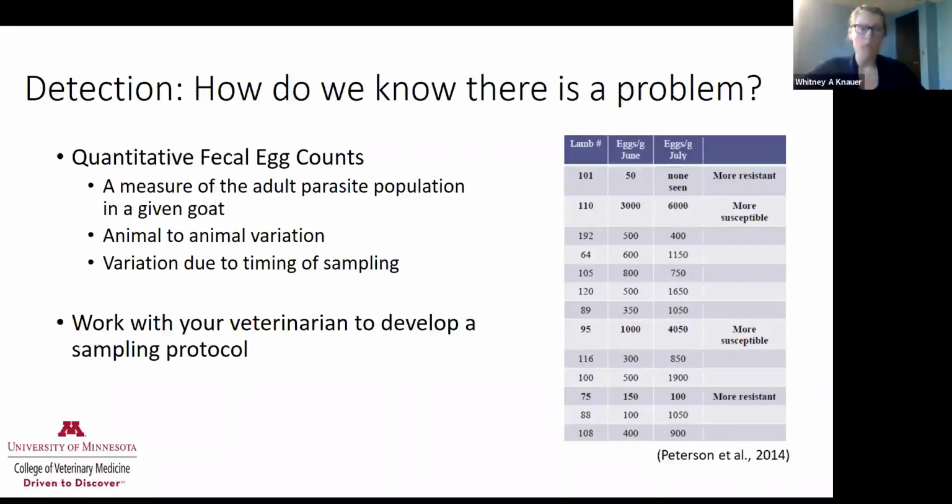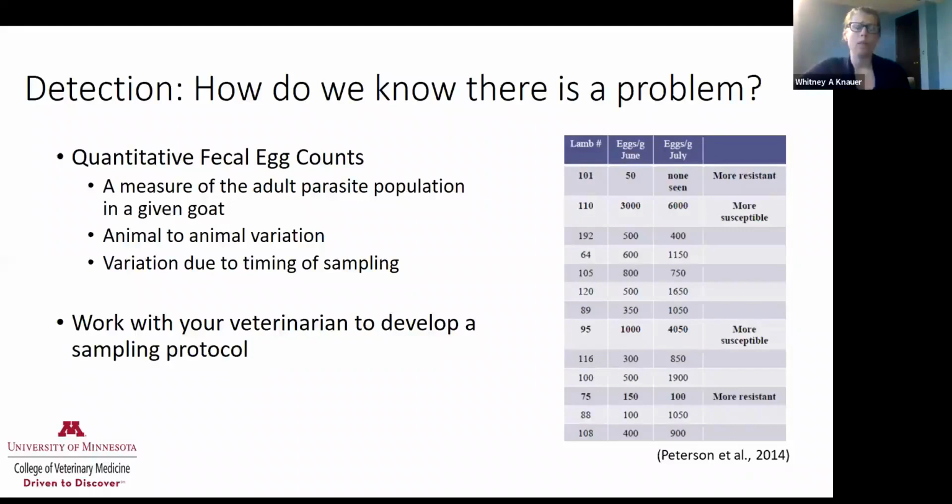One of the challenges with this, remember we talked a little bit about resistance, is that there can be a lot of animal-to-animal variation. And there's also variation due to timing of sampling. So if you're sampling animals at this time of year and trying to make any sense of fecal egg counts, it's probably not that useful because those animals probably are not on pasture, so they're not picking up worms. So they're probably at the very beginning of their parasite burden for the summer.